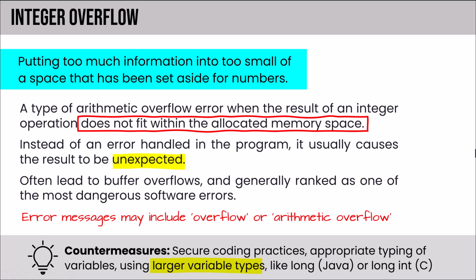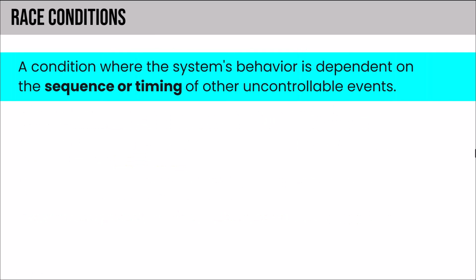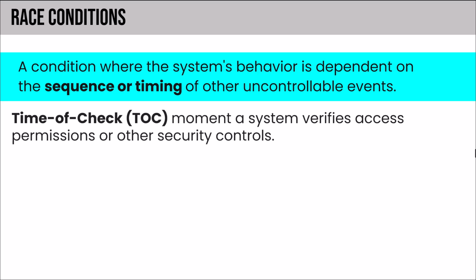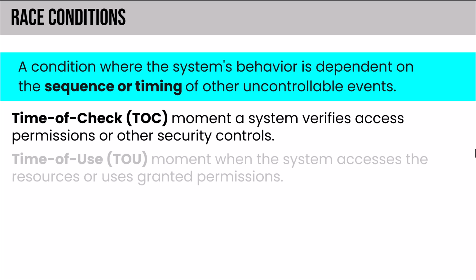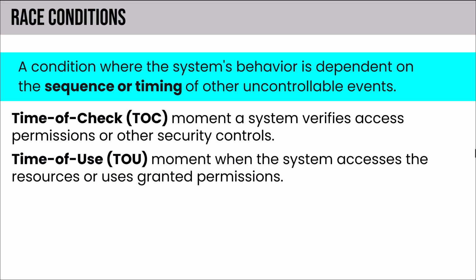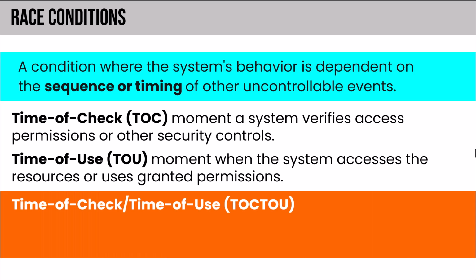Next, we have race conditions, which is a condition where the system's behavior is dependent on the sequence or timing of other uncontrollable events. So the time of check is the moment a system verifies access permissions or other security controls. And the time of use is the moment when the system accesses the resources or otherwise uses those granted permissions. This creates a vulnerability to a time of check, time of use exploit.